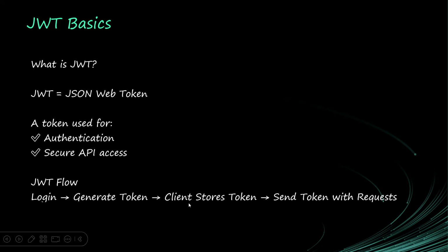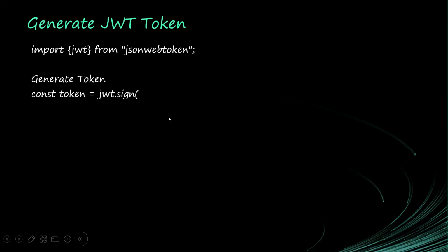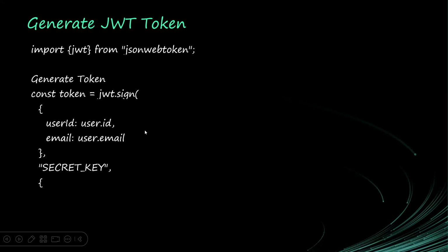Login, generate token, client stores token. Then whenever the client wants to make any request to our API again, they will use that token. They will send us the token. I'm going to show you how. So how do we generate a token? We will generate a token using jwt.sign. All right.